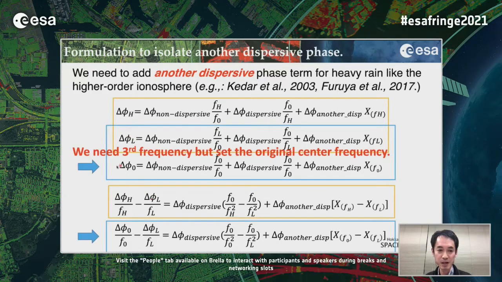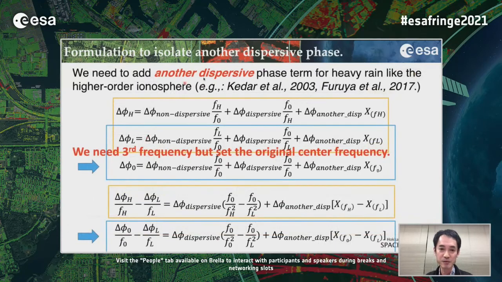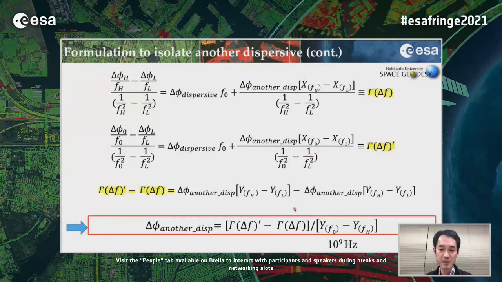By the way, we set the third frequency as the original center frequency. So we can derive these two equations, and after some algebra, we will arrive at this final form. These yellow highlighted gamma delta f and gamma delta f prime can be derived from the previous triple frequency formulations. We do not know the exact form of this function Y(f), but we can evaluate the order of magnitude by simply dividing this gamma delta A f prime minus gamma delta A f by 10 to the power of 9 hertz.